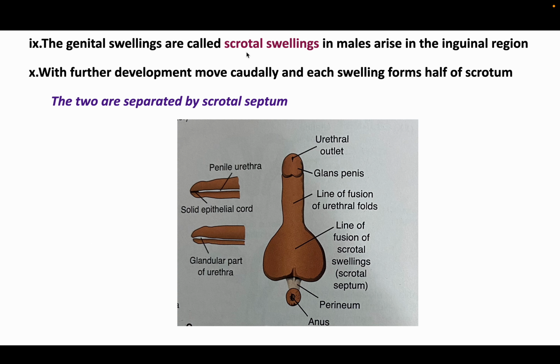Now the genital swellings are called scrotal swellings in males. They arise in the inguinal region. With further development, they move caudally and each swelling forms half of the scrotum, and the two are separated by the scrotal septum. So this is the scrotal septum.